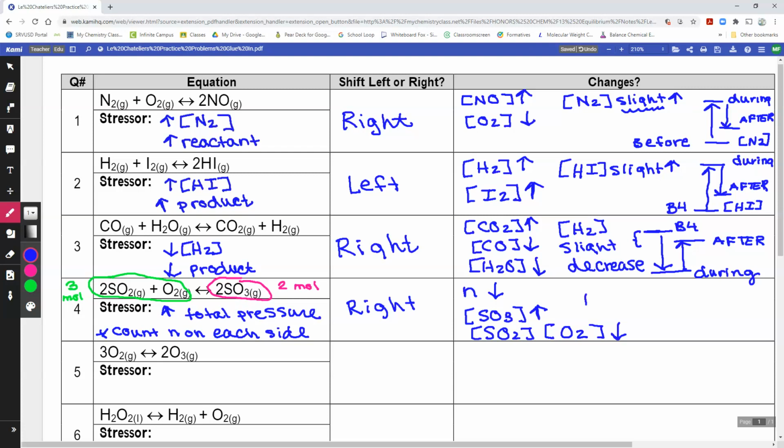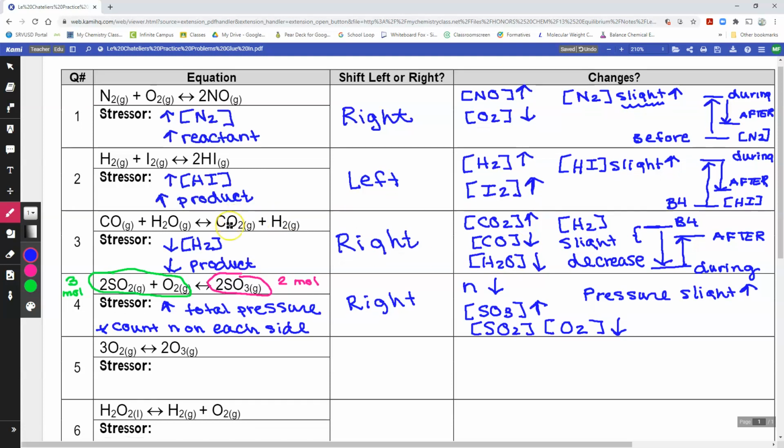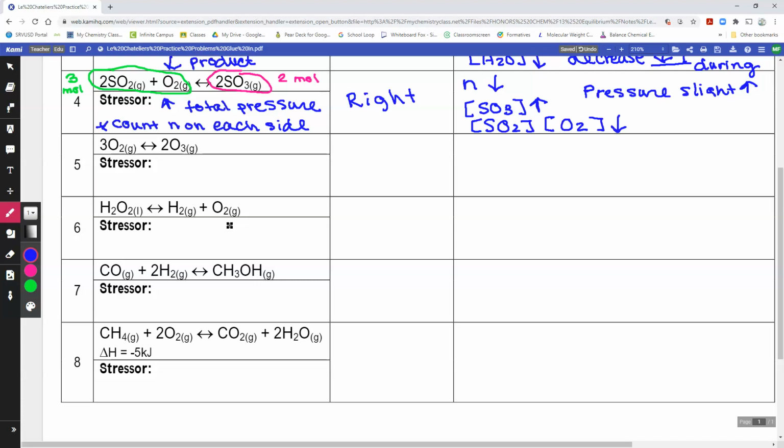Now the pressure, just like before, the pressure started down low, it went way, way high, and then it came back down a little bit, but not all the way. So the pressure is going to have a slight increase from where we started. All right. Let me scroll down a little bit.